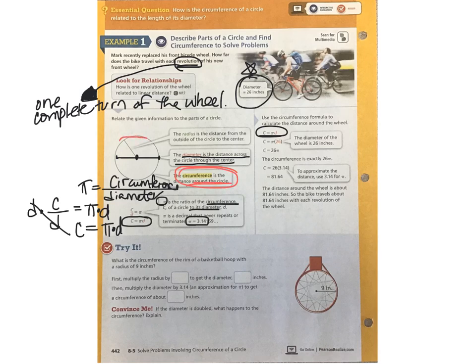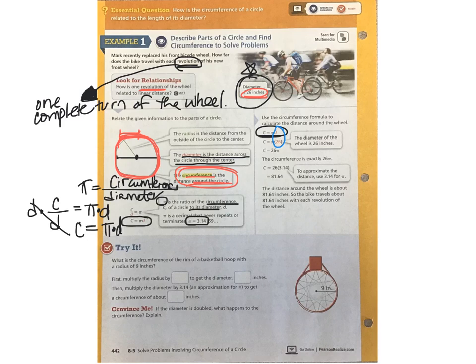Okay, so circumference means all the way around that circle. So if I start here and I travel going counterclockwise and I go all the way around and then I end up back where I started, that is the circumference, which is the same thing as that revolution of the wheel. So we're going to use the diameter of 26 inches, which they tell us here in the picture. And we're going to substitute 26 in place of D for diameter. You see that right there.